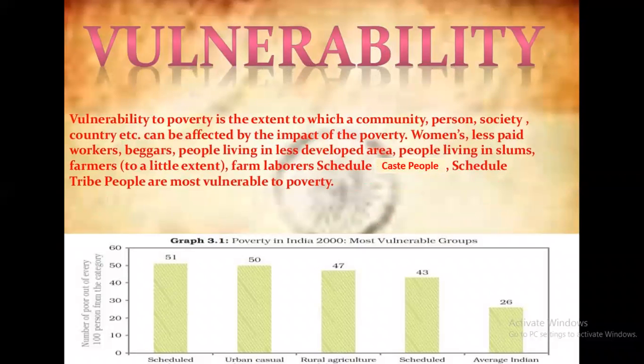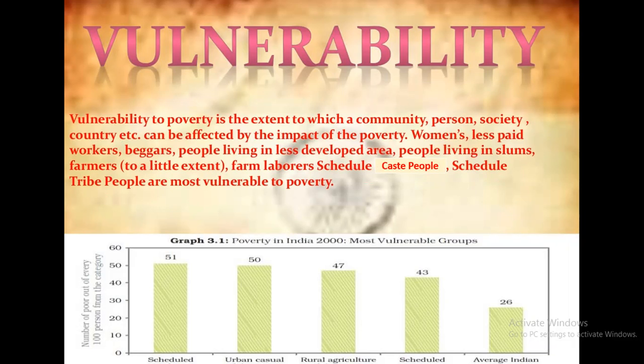Now we are going to start with the topic vulnerability. Okay. So what is vulnerability? Vulnerability to poverty is the extent to which a community, person, society, country, etc. can be affected by the impact of poverty. Women, less paid workers, beggars, people living in less developed areas, people living in slums, farmers to a little extent, farm laborers, scheduled caste people, scheduled tribe people, they are most vulnerable to poverty.